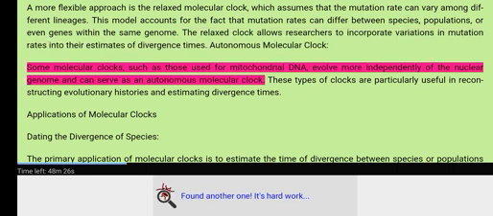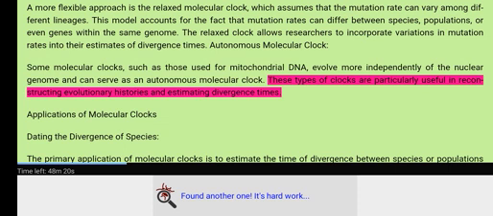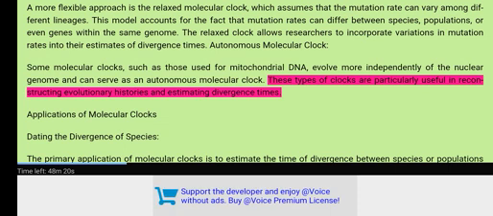Autonomous molecular clock. Some molecular clocks, such as those used for mitochondrial DNA, evolve more independently of the nuclear genome and can serve as an autonomous molecular clock. These types of clocks are particularly useful in reconstructing evolutionary histories and estimating divergence times.